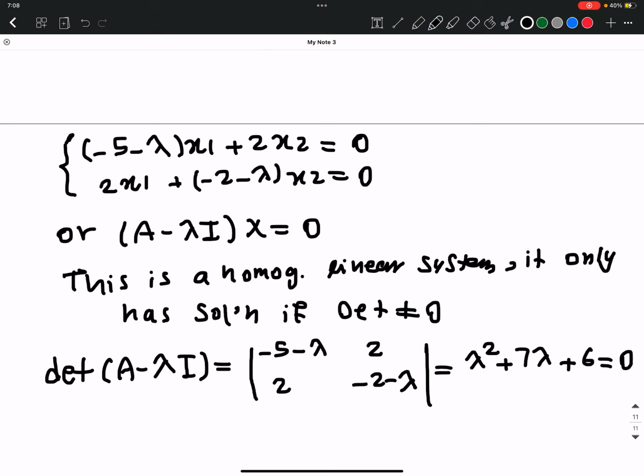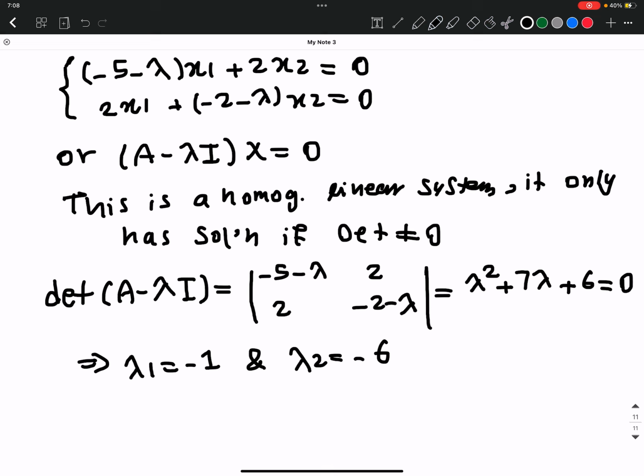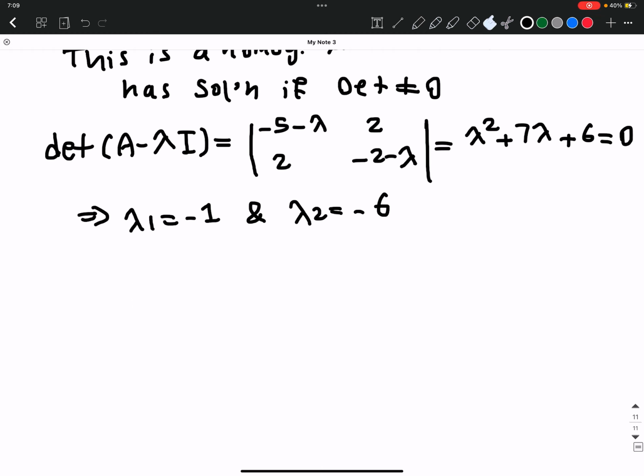If this equals 0, then lambda 1 is minus 1 and lambda 2 is minus 6. It's a simple quadratic formula; you can calculate it and get these solutions. These constitute my eigenvalues for this 2 by 2 system. Now let's see what my eigenvectors are. I can calculate the eigenvectors now.